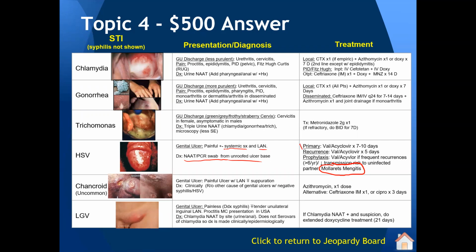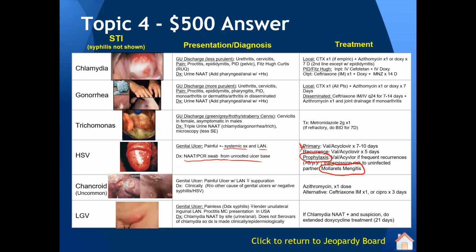Primary treatment is usually going to be valacyclovir or acyclovir. The thing you might get tested on is when do you give prophylaxis? When do you put someone on HSV2 prophylaxis? It's a little bit different than HSV1, remember. HSV2 prophylaxis for their entire life.